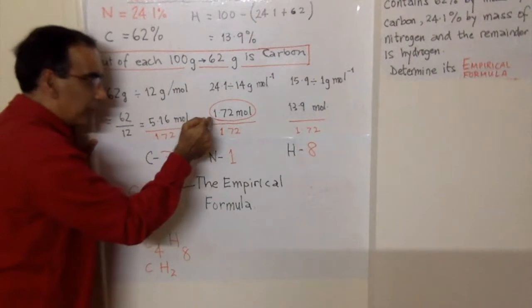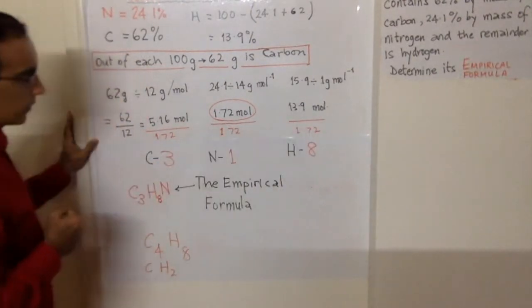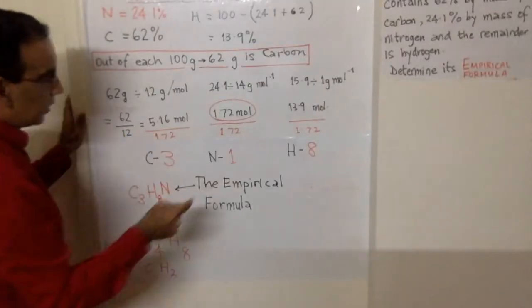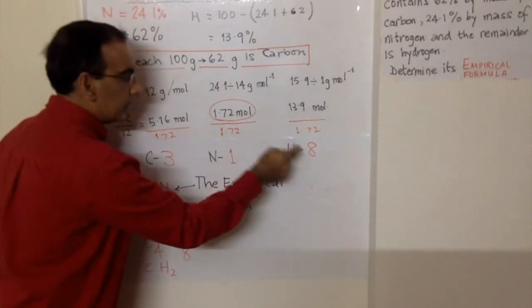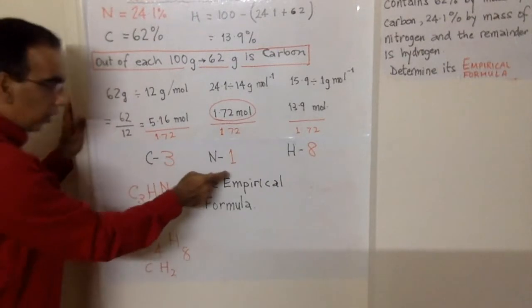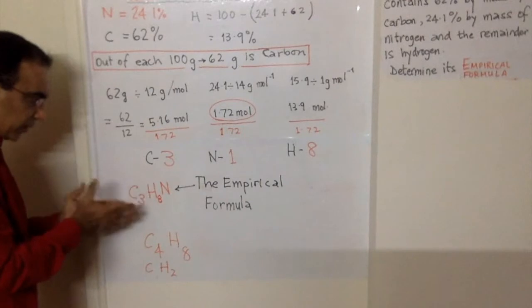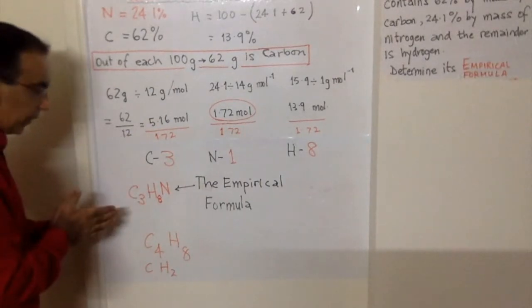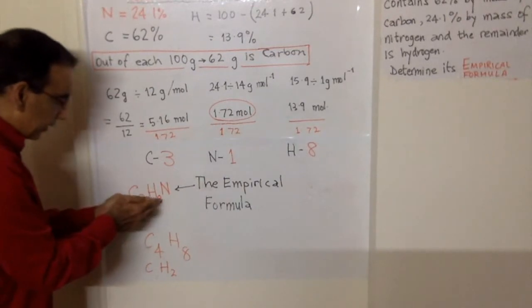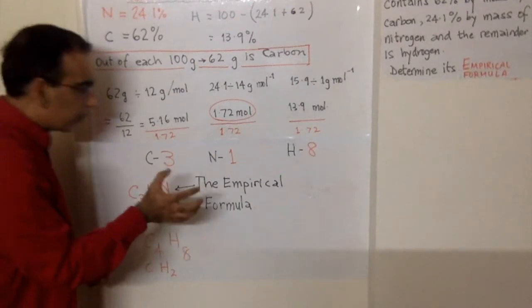And you divide by the lowest value as a common denominator in all three values. So for nitrogen, that comes to 1. For carbon, 3. And for hydrogen, it comes to 8. So with this ratio of 3 carbons, 1 nitrogen, and 8 hydrogens, we get a simplest possible formula for this compound of C3H8N. And this is known as the empirical formula.